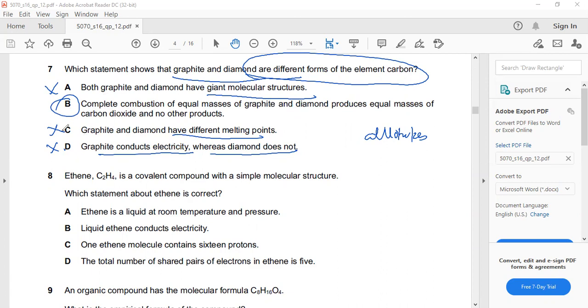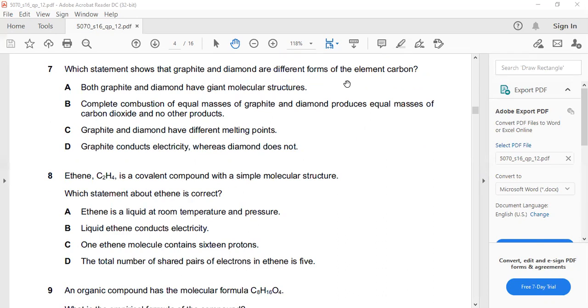All three pieces A, C, and D are correct pieces of information, but they have nothing to do with different forms of the element, because silicon dioxide can also have a giant covalent structure. It does not mean they are the same element.